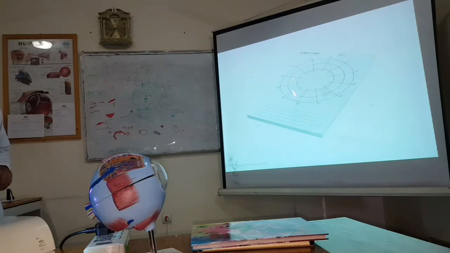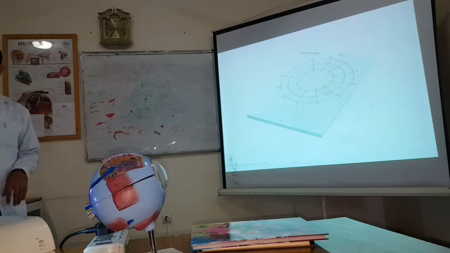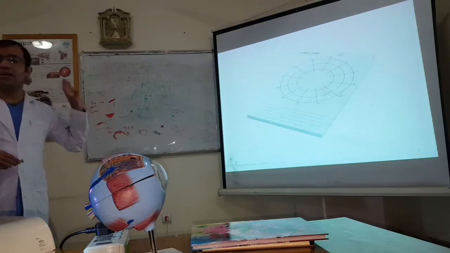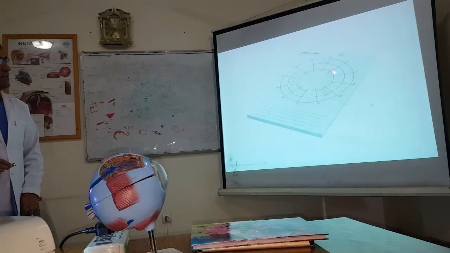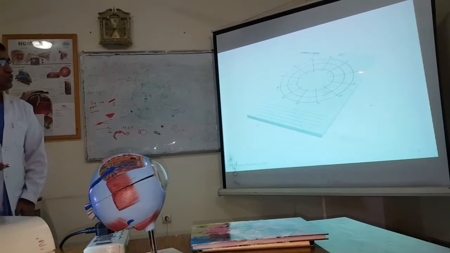The innermost one, the middle one, and the outermost one. The innermost one represents the equator, and all the lesions which are posterior to the equator, in the posterior pole, should be inside this circle. And the next line represents the ora serrata. So all the lesions which are between the equator and the ora serrata should be drawn in these areas. You should not forget this.